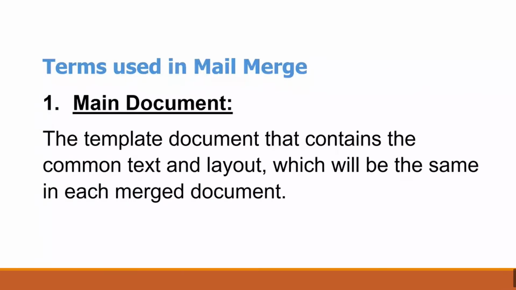Then here, let us look at the terms used in mail merge. 1. The first element you have to understand, before you run the mail merge, you need what we call the main document. What is this all about? This is the template or the document that contains the common text and layout which will be the same to each merge document. For example, I'll draft my letter telling learners about the upcoming event. That same message that I will draft is what I'll take to be my main document.